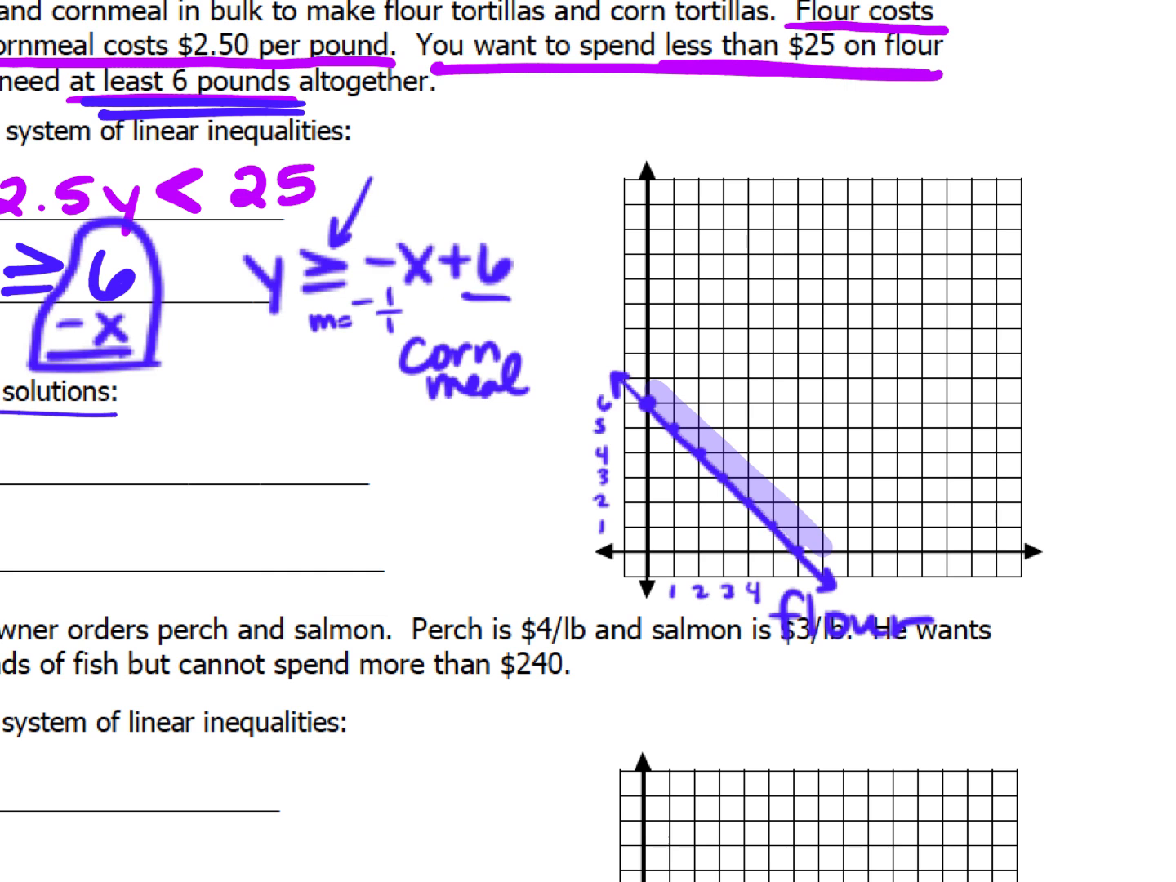So everything above this, you can't be in the negatives, so you don't need to go into any other quadrant. It's going to be all right here because you can't have negative cornmeal and you can't have negative flour. Okay? Unless you have no flour. But that would be 0, not negative, right? So you can have 0 flour, but you can't have negative flour. So you can't go below the line or to the left of the line.